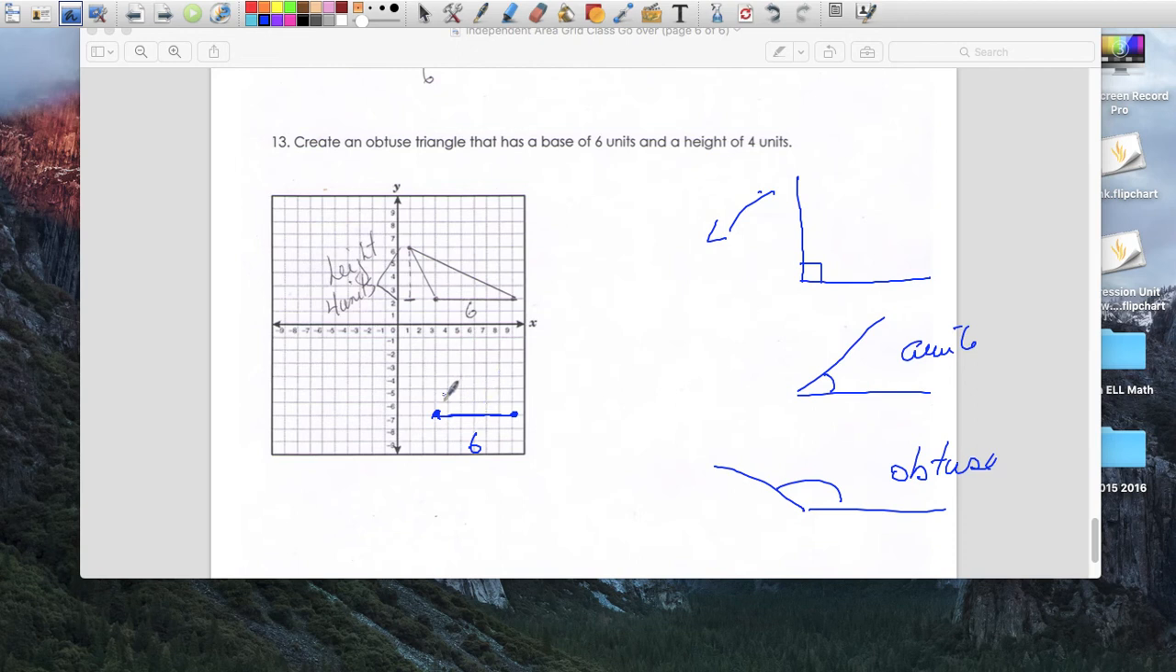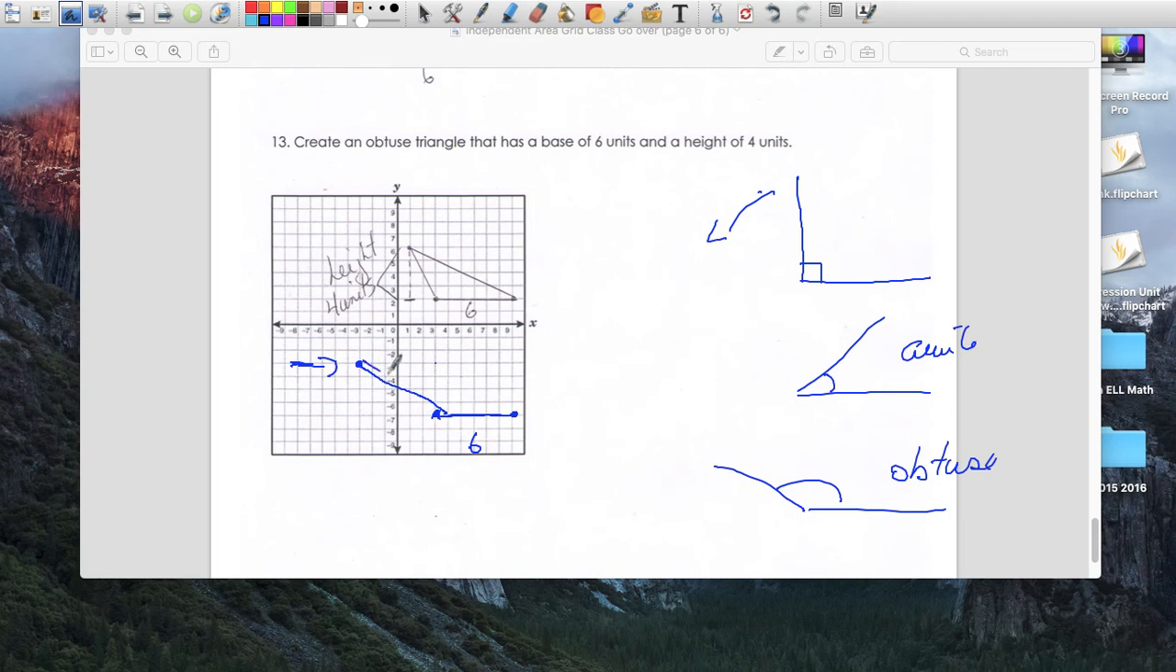So I created that. To have a height of 4, let me count 4 up: 1, 2, 3, 4. So the height should be at this level. I'm going to draw the line over here. Anything on this line works. You can see that I created that one over there, but I'm going to create a different one over here. Put this dot right here.